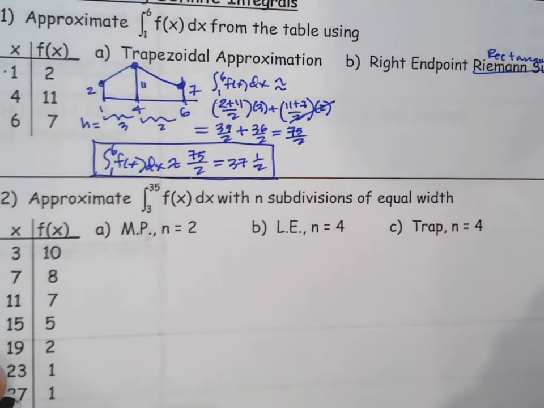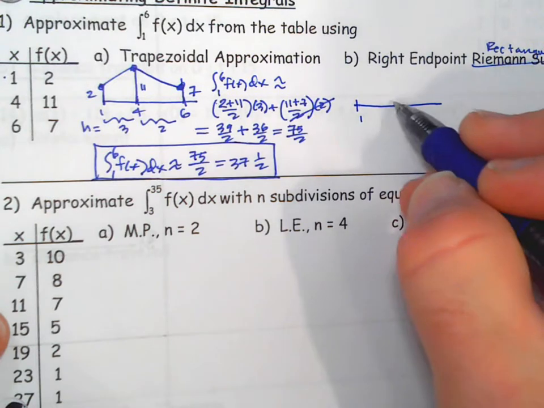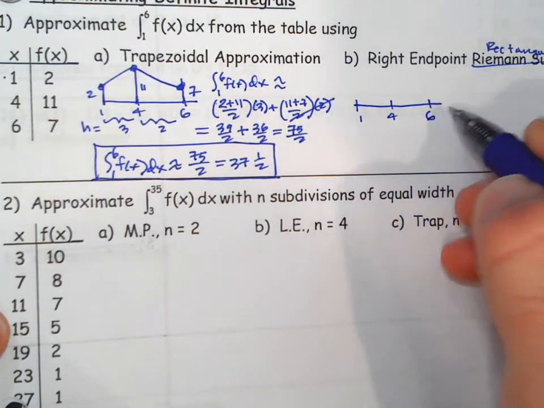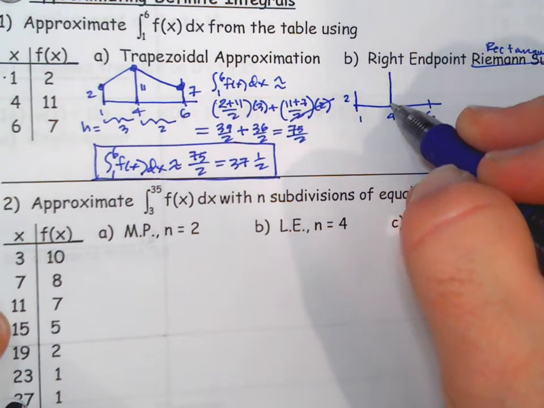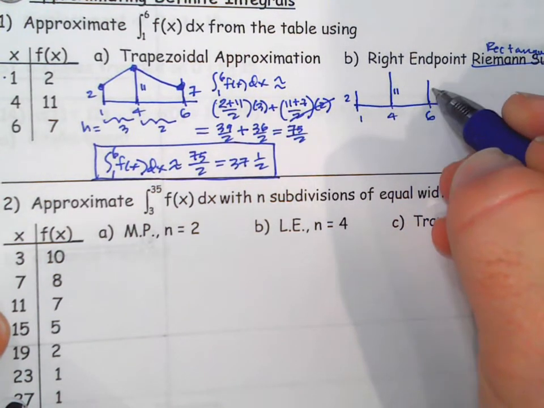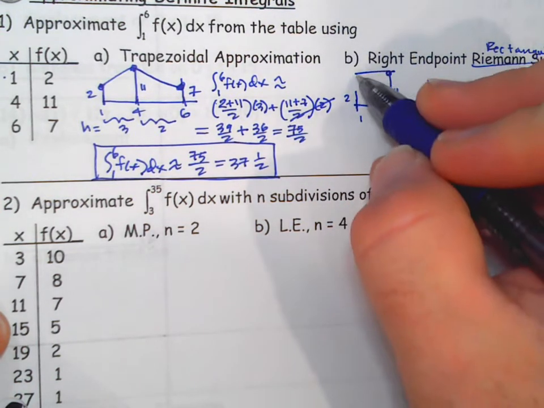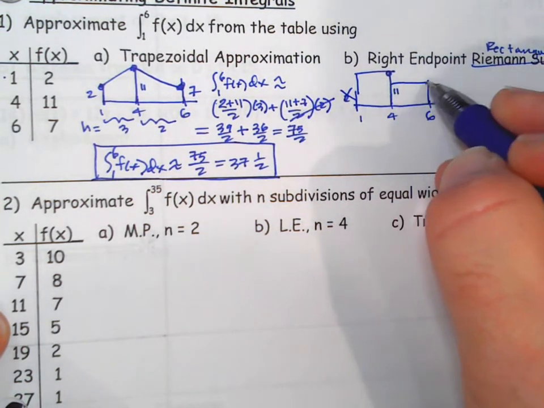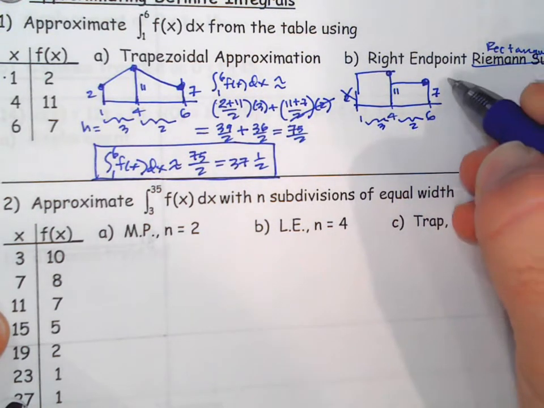All right. I'm going to redraw this. 1, 4, 6. I'm not really trying to make this perfect or anything, but I do like to try and make the heights just relatively correct. I don't know, I think that helps. Right endpoint means you're using the right side, so we're not going to use this one. And these are now the bases of the rectangles.